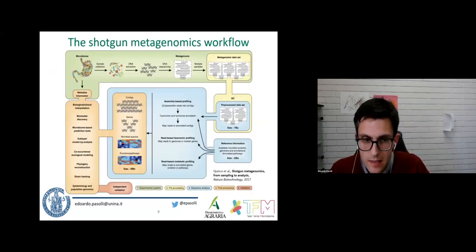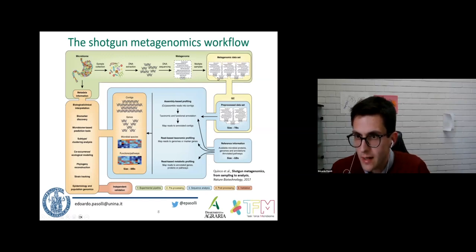Here I summarize the shotgun metagenomics workflow. This is taken from a nice review paper that I suggest you read for an overview of the workflow to analyze shotgun metagenomics data, from start to end. This is quite a complex workflow, but we can summarize it in five main steps. The first, in green here, is the experimental pipeline, basically what we have in the wet lab. We acquire our sample, we have the phase of DNA extraction, we sequence, and we get the metagenome.